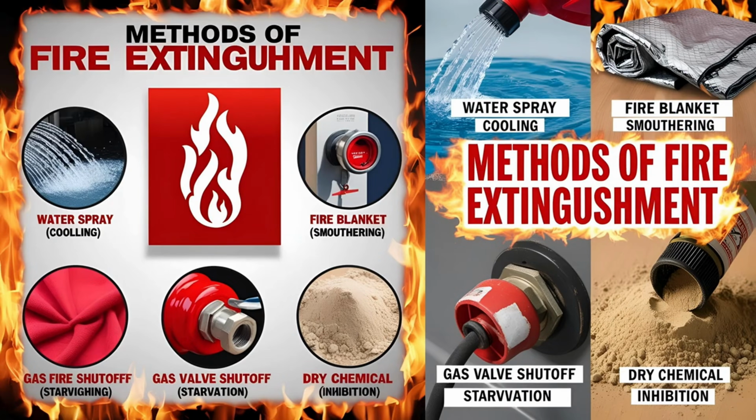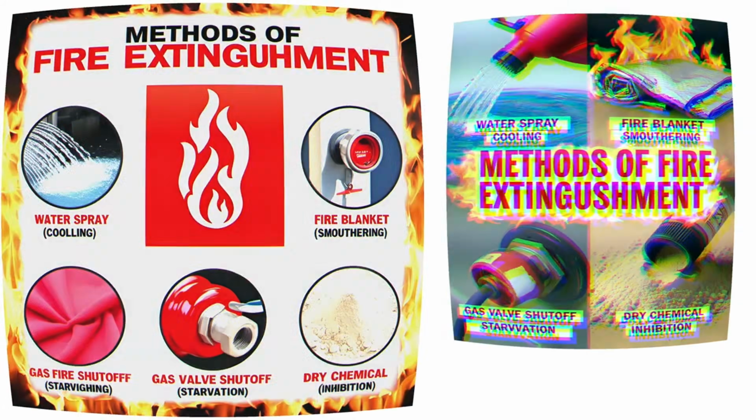So now you understand the 4 pillars of firefighting: cooling, smothering, starvation, and chemical inhibition. Each has its place, and using the right method for the specific fire type is absolutely crucial. Remember, fire safety starts with prevention, but knowledge is your best defense when prevention fails.